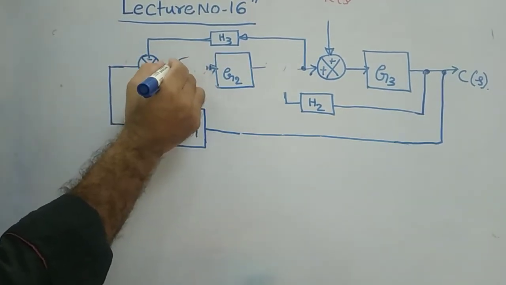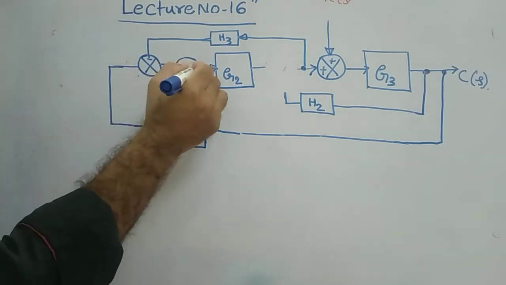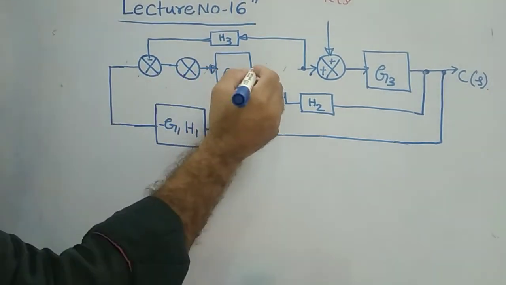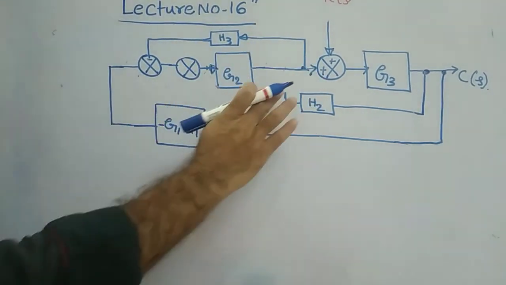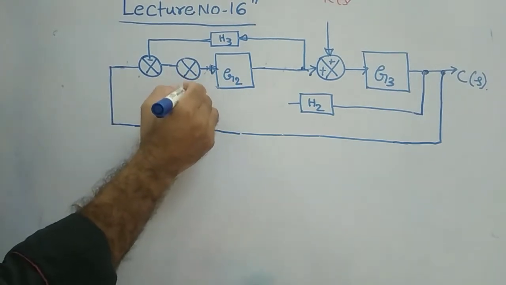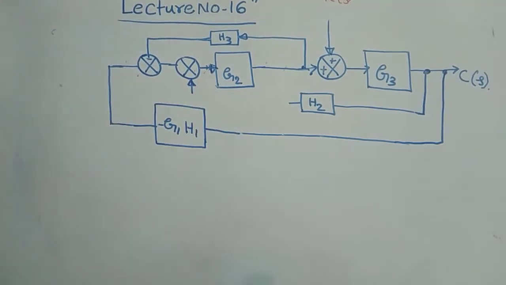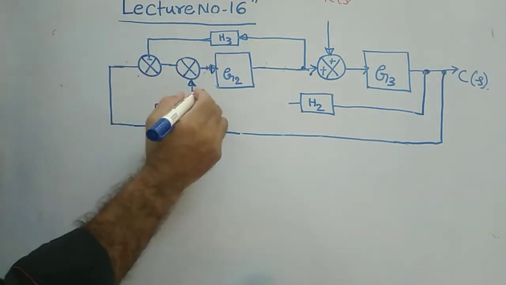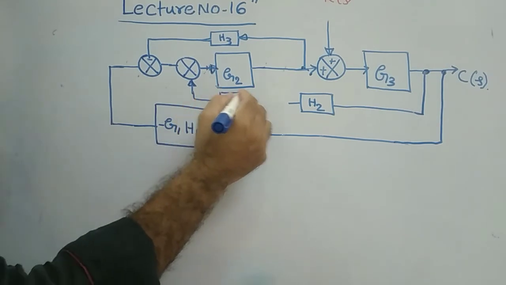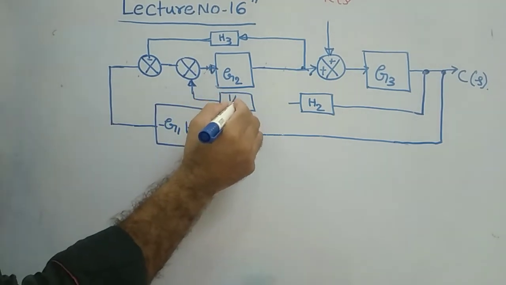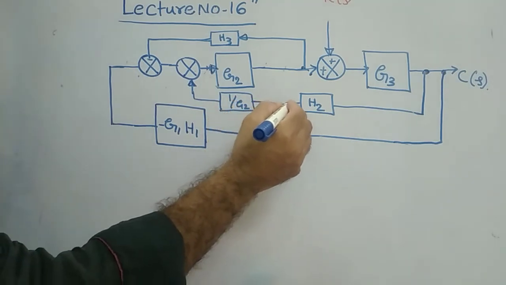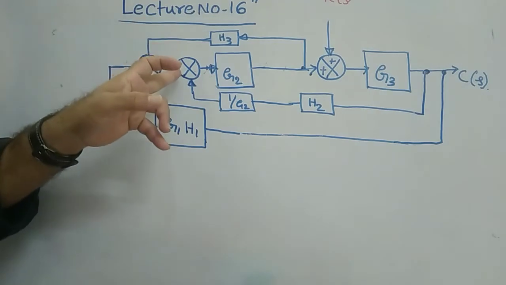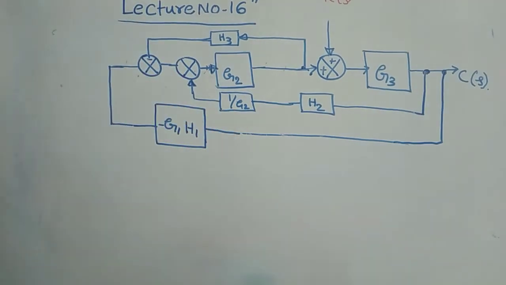I am removing this, and simply showing that I am shifting that summer here, and you can have this direct connection here. So what gain will be added? 1 by G2. 1 by G2 gain will be added in that path. If you shift this summer before the block, then this much gain is added.